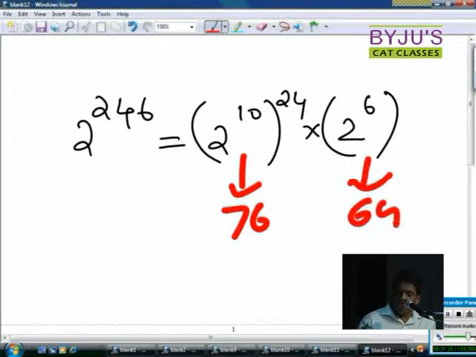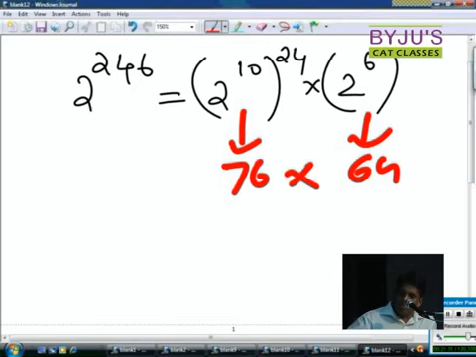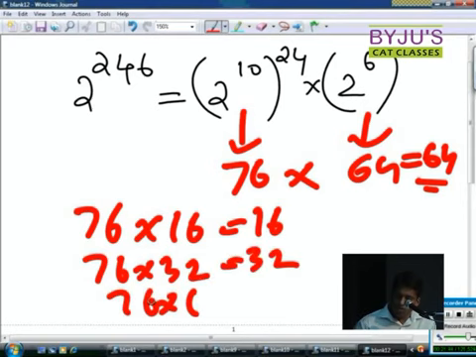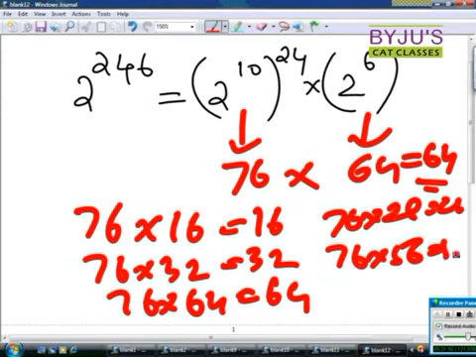What is 2 raised to 6? 64. And one more interesting pattern is 76 into 64 will be 64 itself. What is that? That is this. 76 into 16 is 16. 76 into 32 is 32. 76 into 64 is 64. 76 into 28 is 28. 76 into 56 is 56. Why? It is like that.